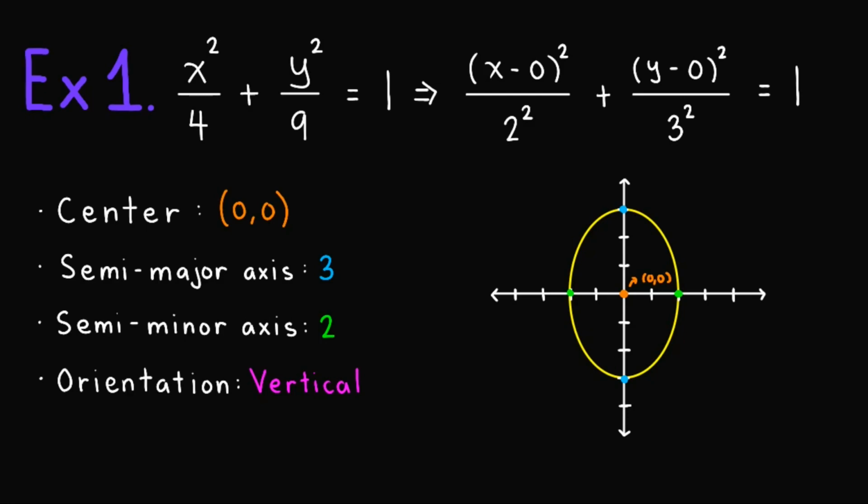And so this out here represents the graph of our equation x squared over 4 plus y squared over 9 equals 1. And so that's how we graph an ellipse given this equation.